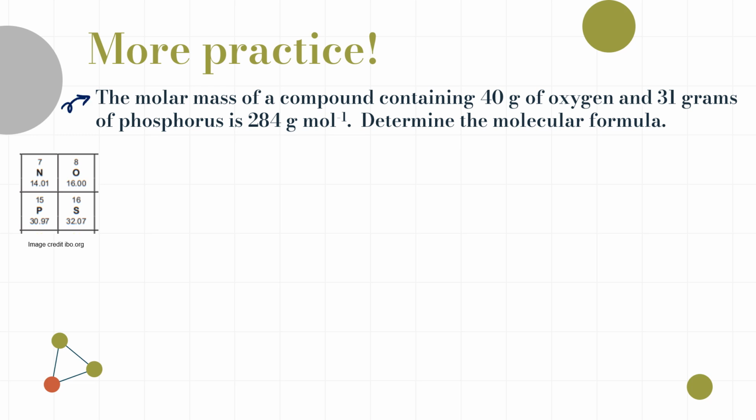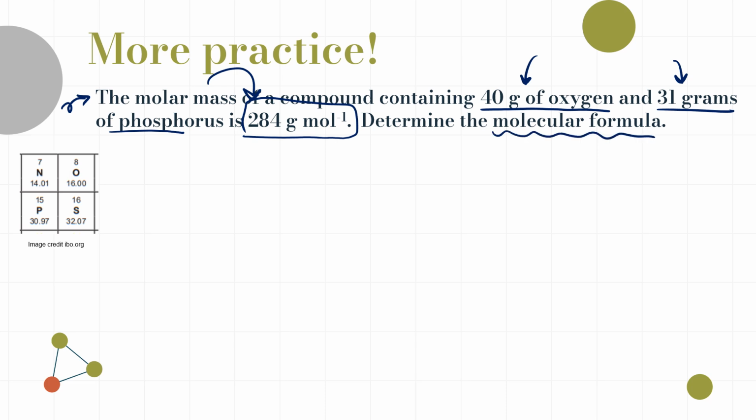Here we are given that the molar mass of a compound that contains 40 grams of oxygen and 31 grams of phosphorus is 284 grams per mole. So we have the molar mass of the compound. We also have not percent composition, but mass composition of the compound. And then we're asked not to find the empirical formula, but the molecular formula. How many atoms of each element are actually in this compound?